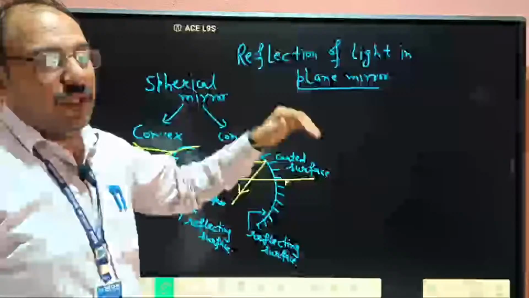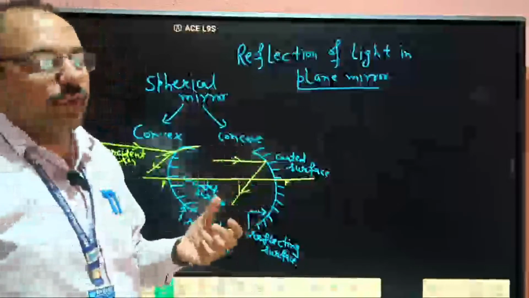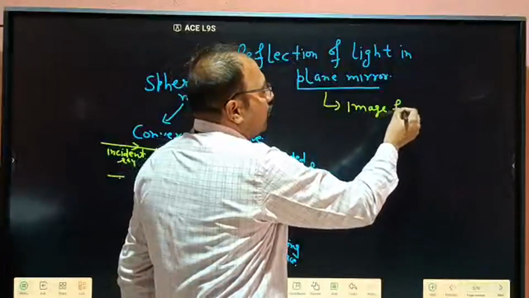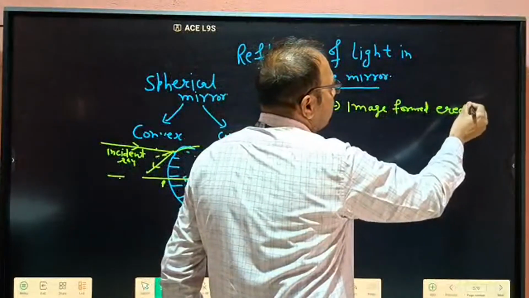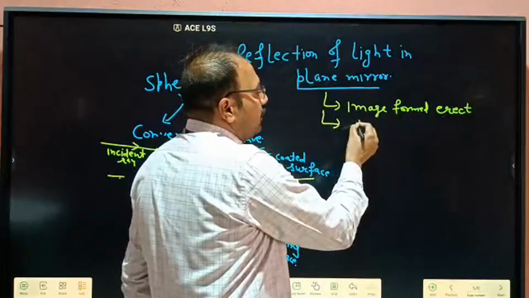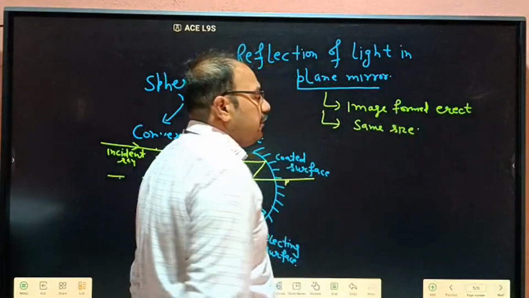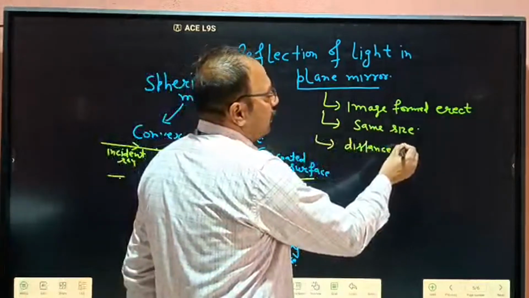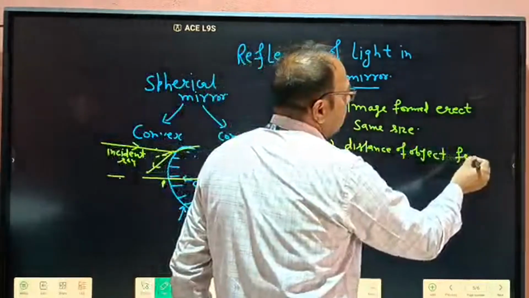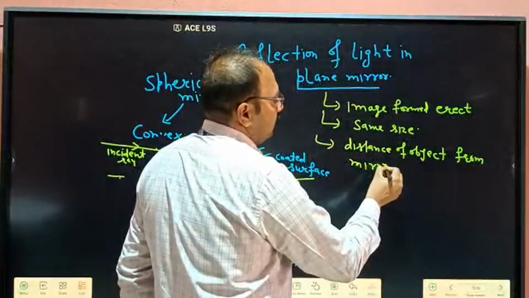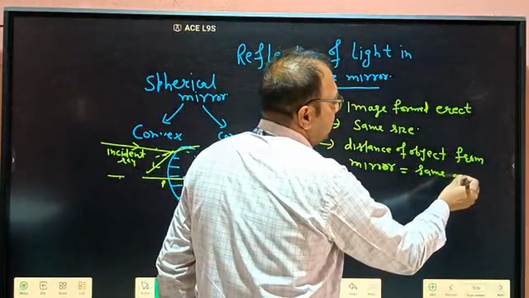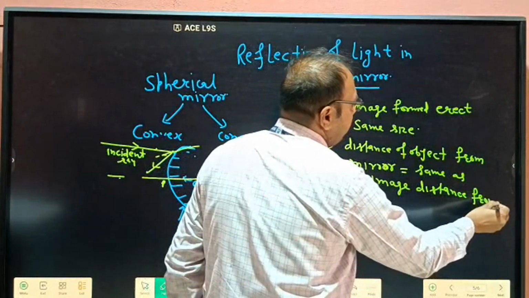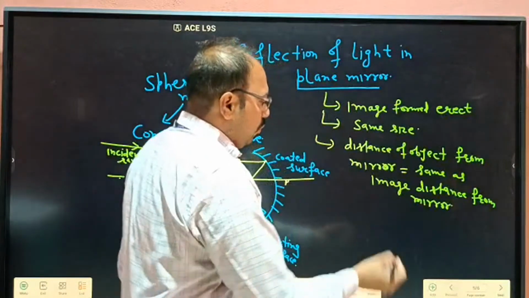Okay, so in plane mirrors we already studied the reflection of light and some characteristics of the plane mirror. A plane mirror always forms an erect image. Erect means a straight image, and it is the same size. And third, the distance of the object from the mirror is the same as the image distance from the mirror. Okay, so we take this as a plane mirror.